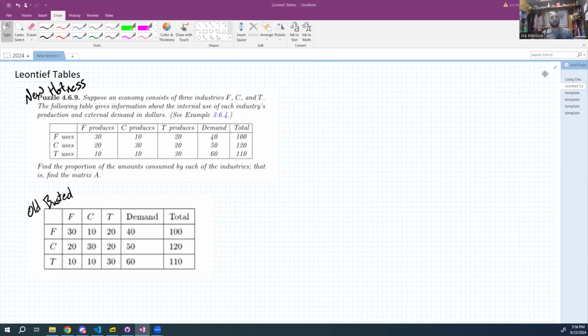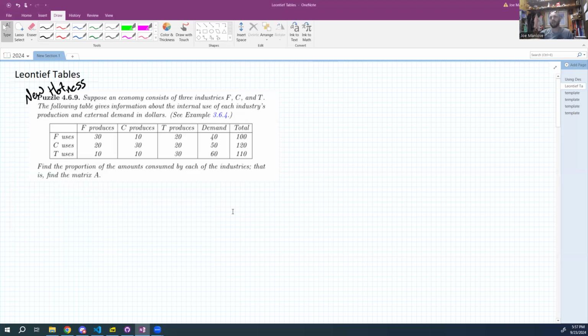Hey guys, so quick thing about Leontief tables. This is specifically a reference to puzzle 4.6.9. What happened here is I had an old version of the table that looks like this that doesn't have enough labels to be really useful. So I went through and I relabeled the table in a way that I think makes it more useful. So here's my new labeling of the table. We're just going to delete the old busted way and go with the new hotness.